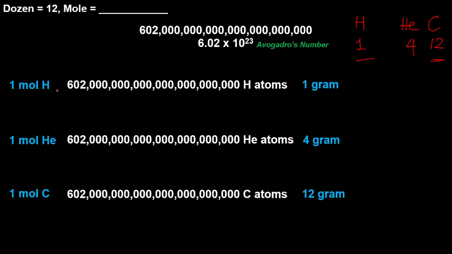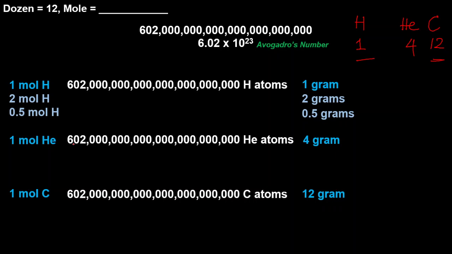Let's go now to hydrogen. Again, 1 mole of hydrogen is equal to 1 gram. What if I have 2 grams of hydrogen? How many moles is that? It's actually 2 moles of hydrogen. So you double the amount of atoms since you double the mass. What if I have 0.5 grams? That's half of 1 gram. So how many moles is that? That's actually 0.5 moles of hydrogen.